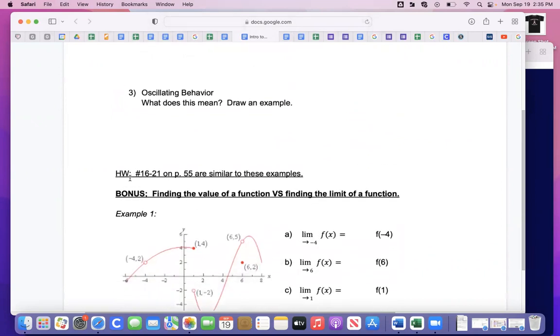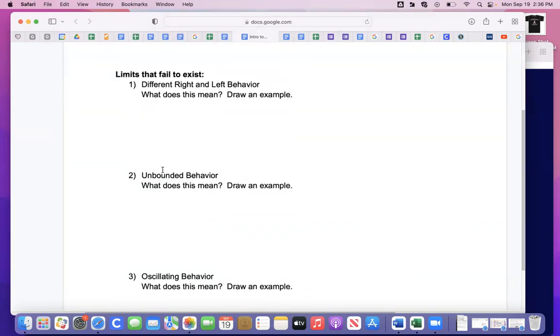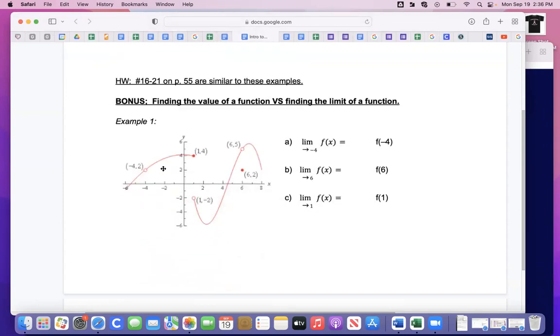Okay, so what I just explained to you are numbers 16 to 21 on page 55. If you turn to that page and take a look, they ask you to find the limit as it approaches a certain value. So all you're doing is finding, is there a limit? And if there's not a limit, because you might approach these 3 different situations, you're going to explain why it does not exist.